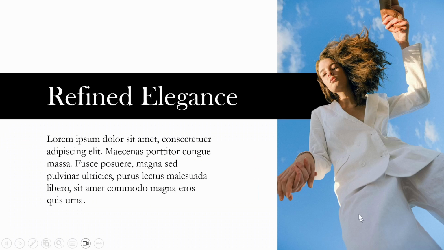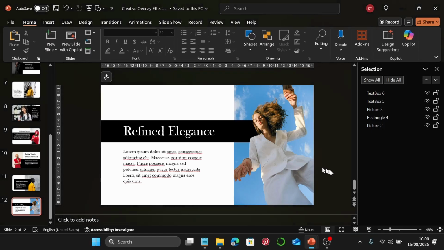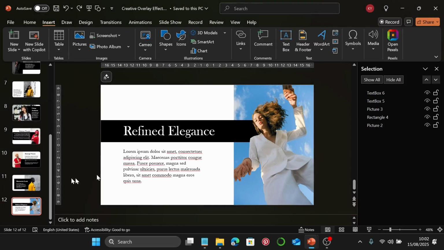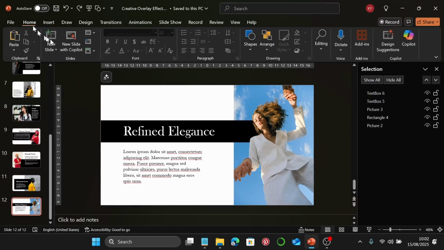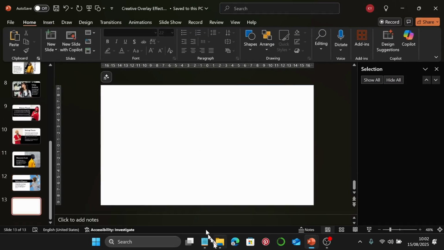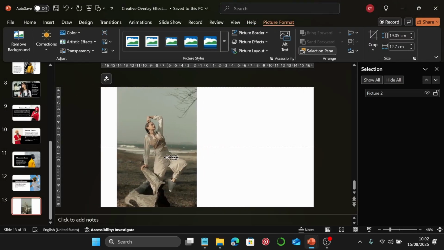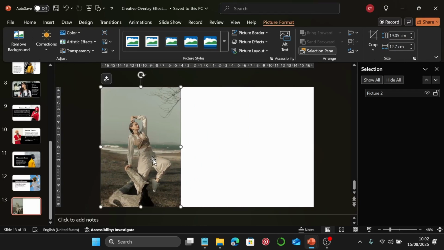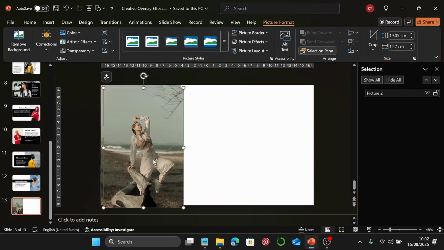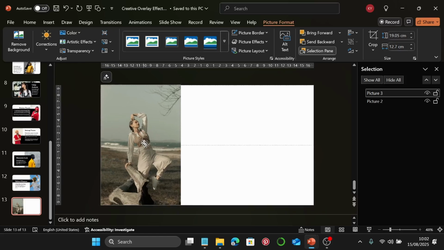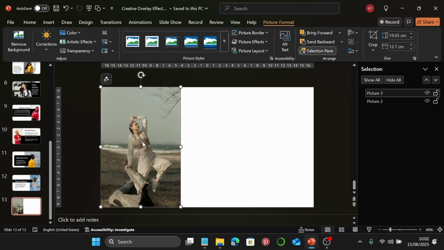Let's see it in the slideshow view. Yeah, we're done with this slide. Let's now move on to the next slide. So I'm going to create a new slide. Let's grab our image, which is this one, and I'm just going to bring it in. I'm going to move it to the left. I'm going to duplicate that using Ctrl D, and I'm going to realign it.